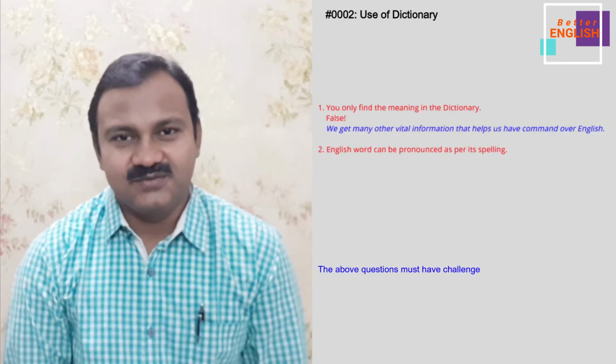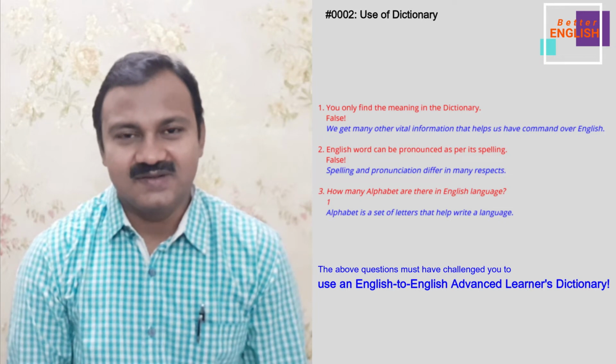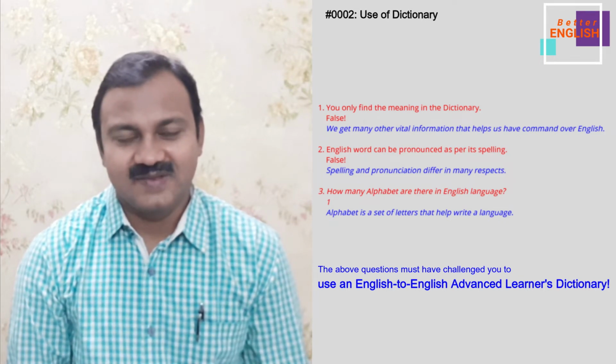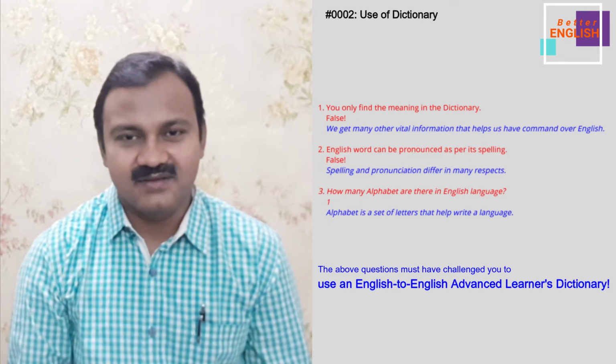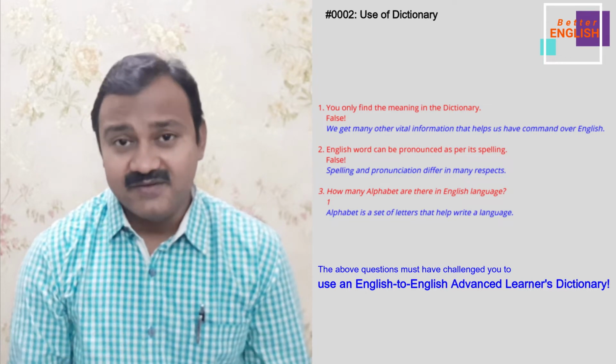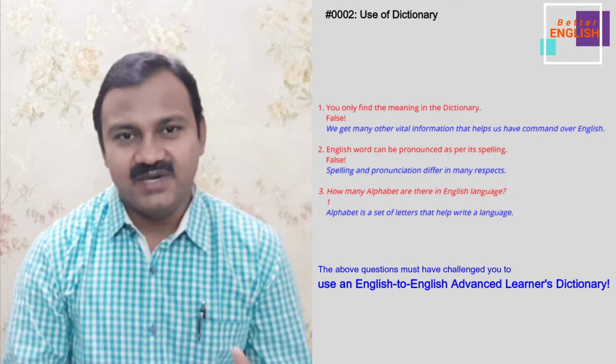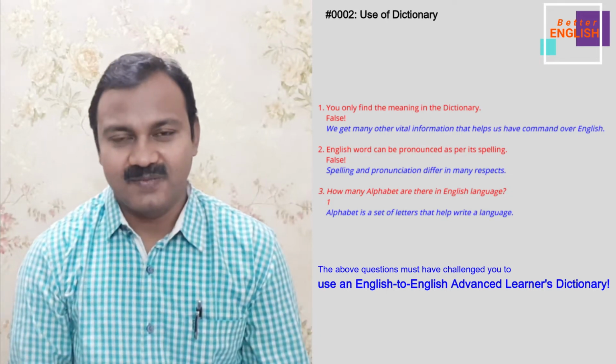From these three questions, you would probably come to know how important it is to learn how to use a dictionary, and you have to keep abreast with the dictionary. You have to take the help of the English to English Advanced Learners Dictionary in order to understand the word and to make use of the word in your sentences. Let me tell you what exactly you get to know from the Advanced Learners Dictionary. It basically answers some of the questions that crop up in your mind regarding a word or a phrase.